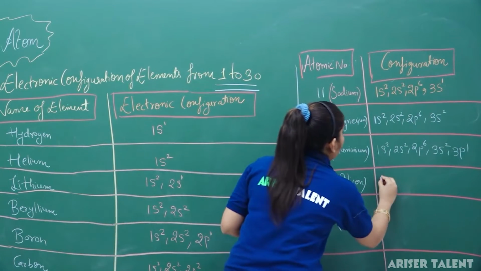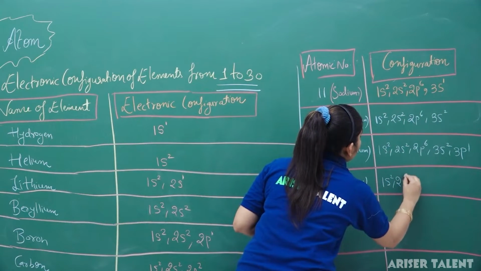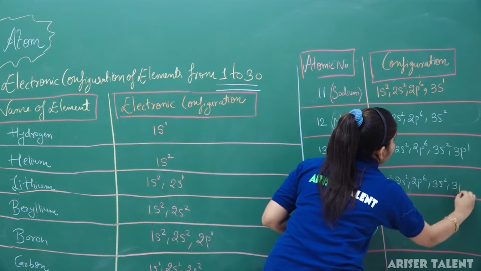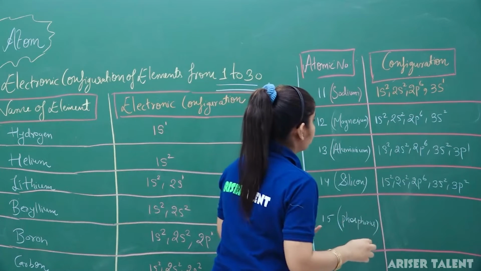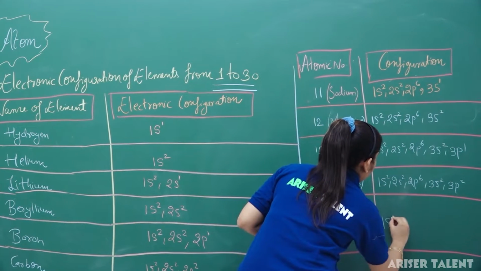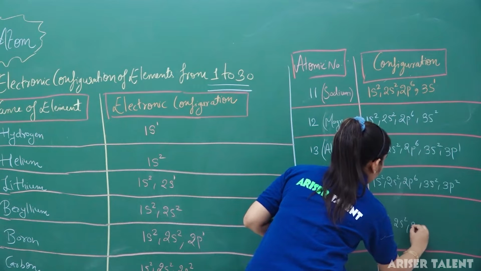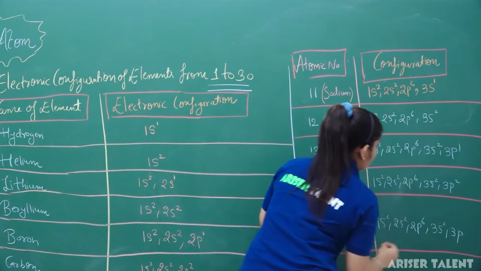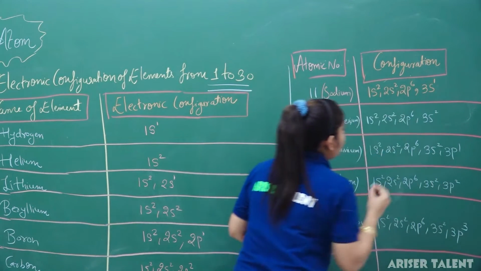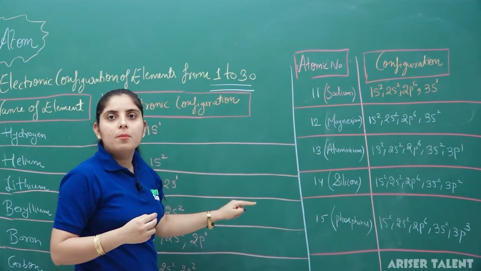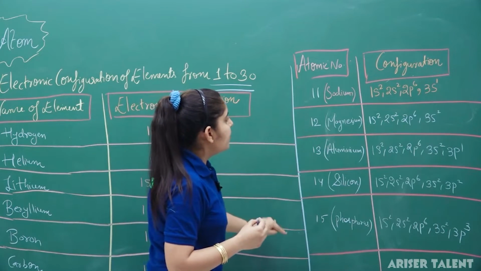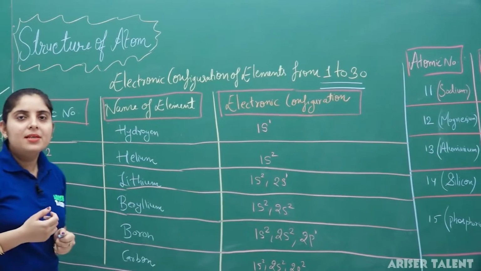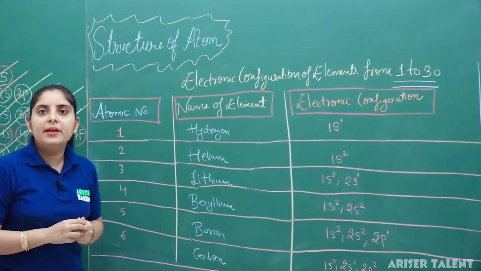Now for 14 we have 1s2, 2s2, 2p6, 3s2, 3p2, and for 15 we have 1s2, 2s2, 2p6, 3s2 and 3p3. So this will be the electronic configuration from the element number 11 to 15 that we have studied. Now we will write the electronic configuration of some more elements. If someone wants to copy it, please copy it now.